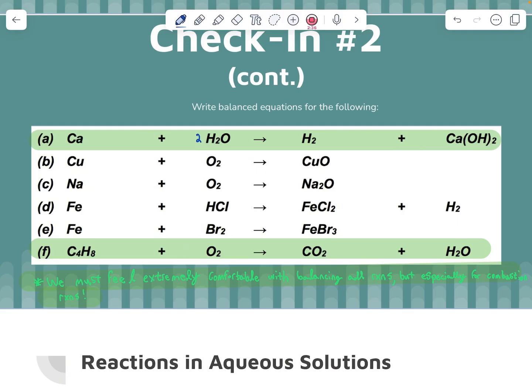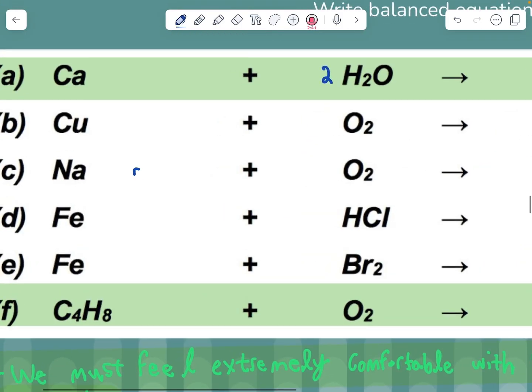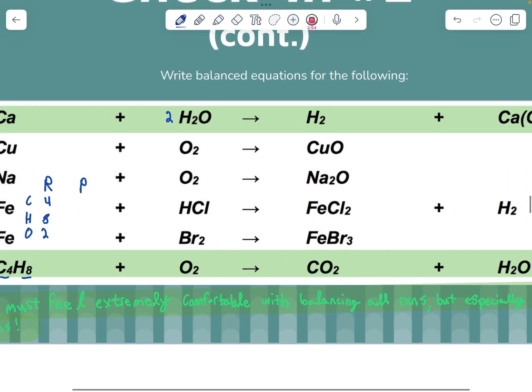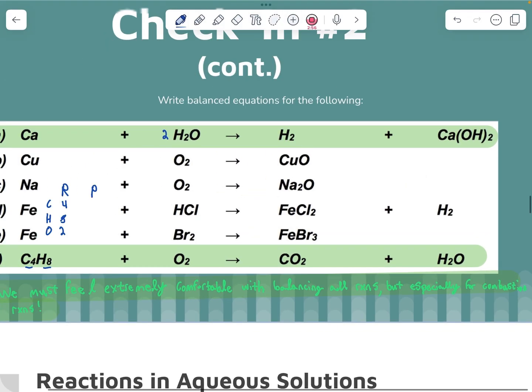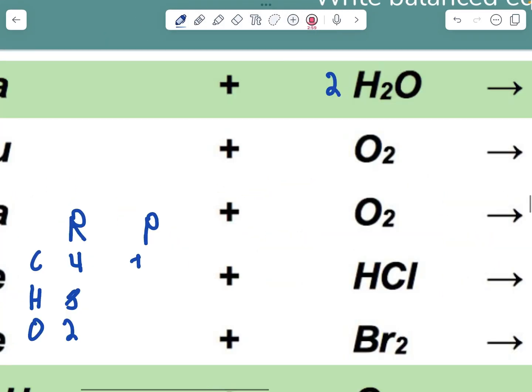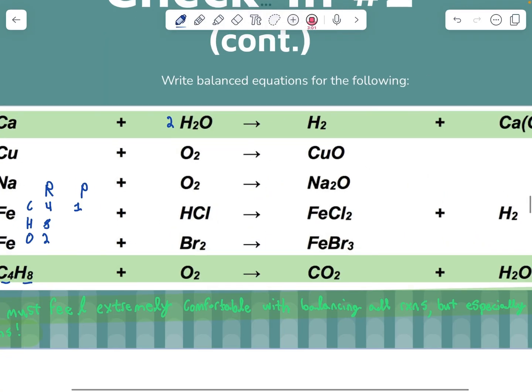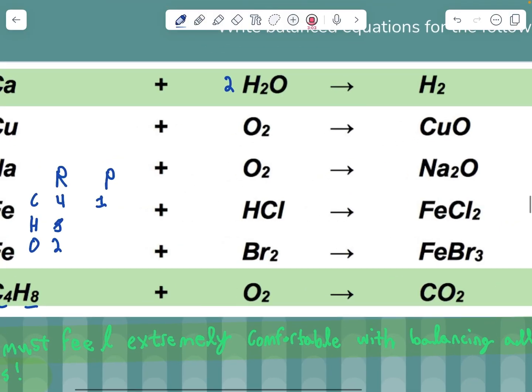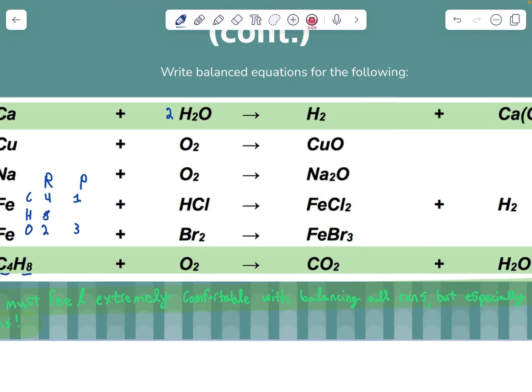So what I like to do is, I like to write a reactant and product chart. So we have carbon, hydrogen, and oxygen. So we have 4 carbons on the reactant side. We have 8 hydrogens on the reactant side, and we have 2 oxygens on the reactant side. And then for the product side, we have 1 carbon. We have 1, 2, 3 oxygens, because we have 2 in the CO2 and 1 in the water. And then we have 2 hydrogens.